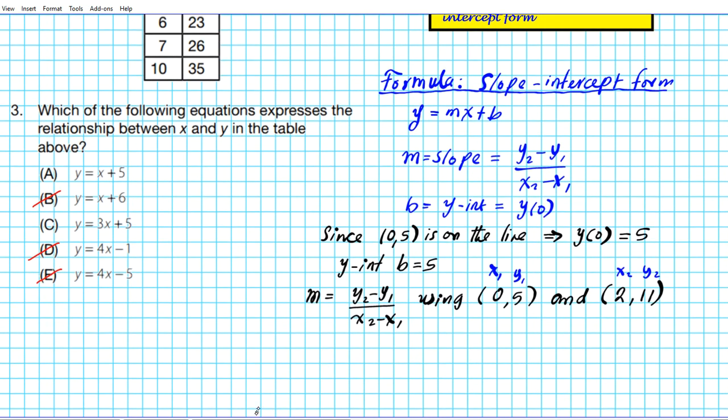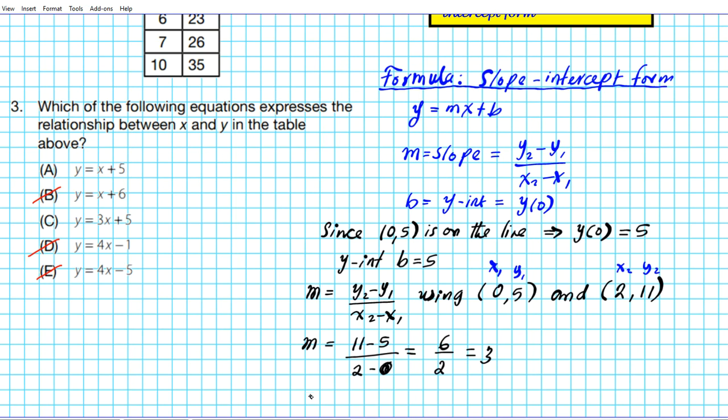Okay, now let's figure out the slope. So the slope m is going to be y2, 11, minus y1, 5, divided by x2, which is 2, minus x1, 0. Alright, 11 minus 5 is 6, 2 minus 0 is 2, 6 divided by 2 is 3. Alright, so this basically helps us to see that m is 3. Okay, and the y-intercept b that we determined earlier is 5.